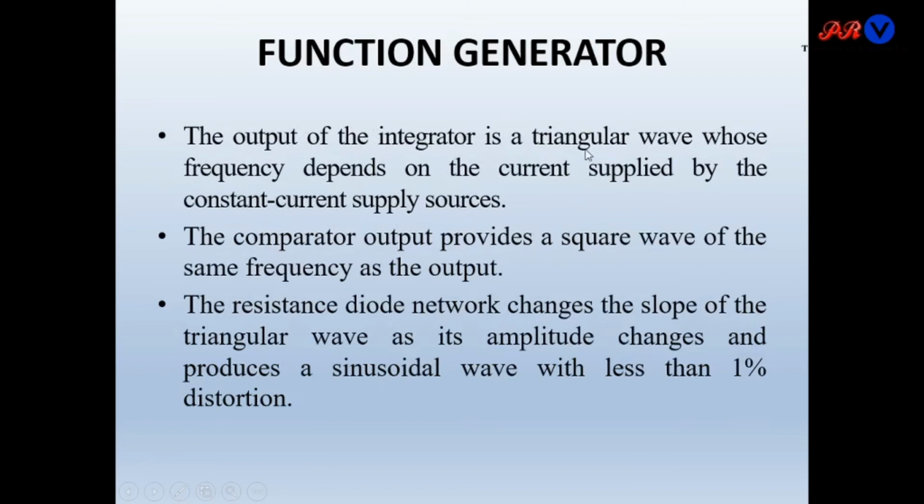The output of the integrator is a triangular wave whose frequency depends upon the current supplied by the constant current supply sources. The comparator output provides a square wave of the same frequency. The resistance diode network changes the slope of the triangular wave as its amplitude changes and produces a sinusoidal wave with less than 1% distortion. So, in this way the integrator provides a triangular wave, the comparator provides a square wave, while the resistance diode network provides a sinusoidal wave.